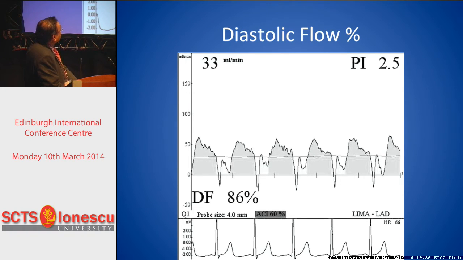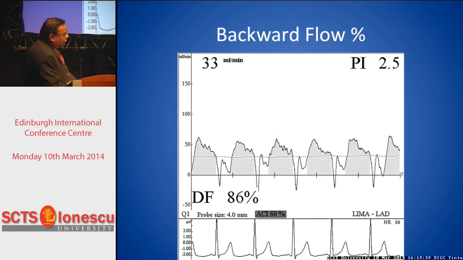Diastolic flow is the percentage that happens during diastole. In this particular recording, you have 86% diastolic flow, which is in the normal range, and the backward flow is the part of the tracing below the zero line. So in this particular patient, in this particular graph, it's less than 3%.